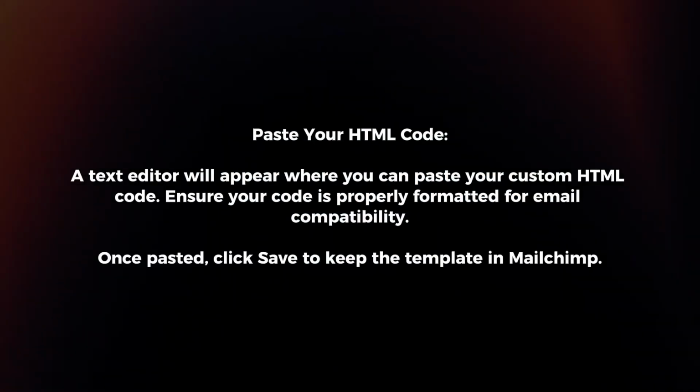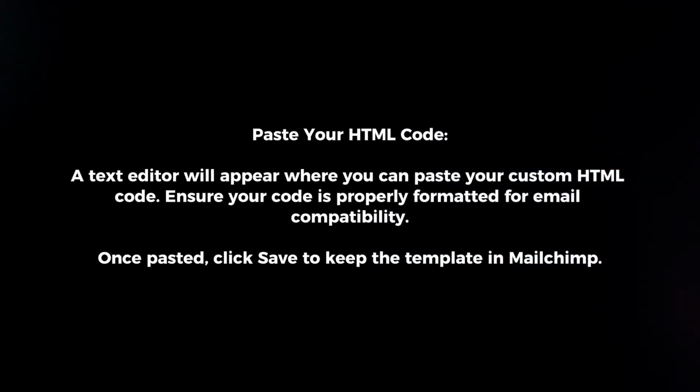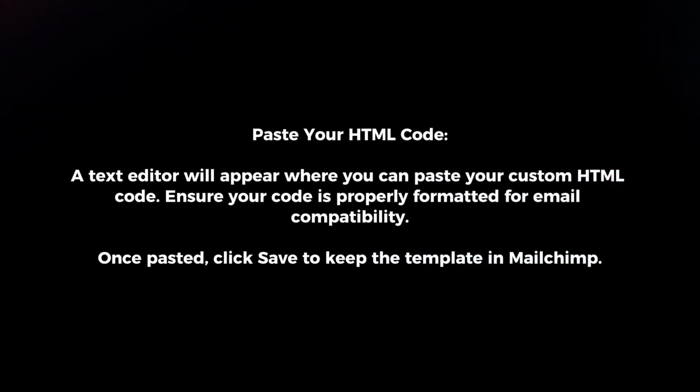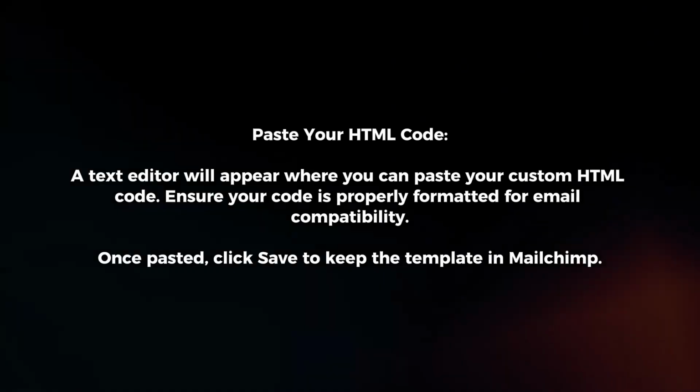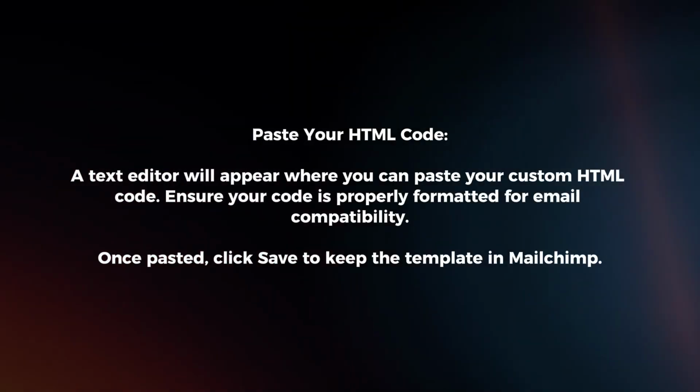Paste your HTML code. A text editor will appear where you can paste your custom HTML code. Ensure your code is properly formatted for email compatibility. Once pasted, click Save to keep the template in Mailchimp.